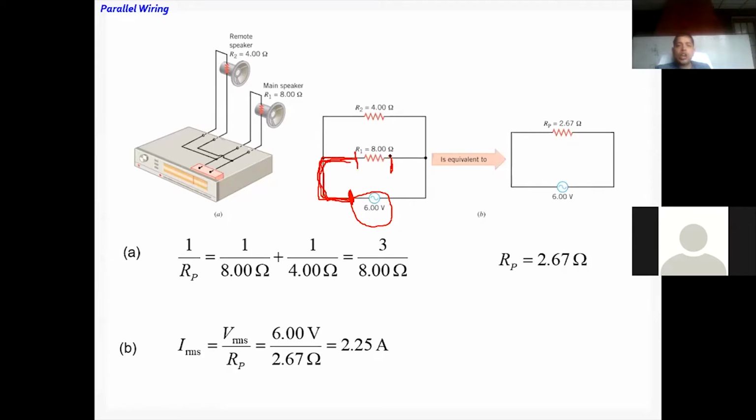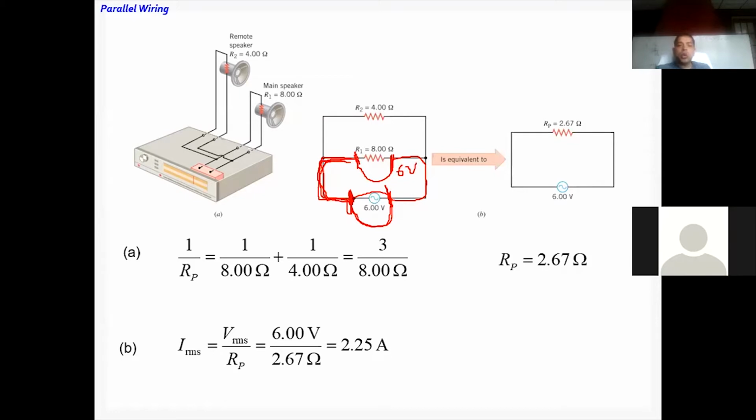Similarly, these two points are exactly these two points. These two points are exactly the same point because they are connected by wire. There is nothing in between. This is simply a wire. This point is exactly the same as this point. So what is the voltage between these two points? 6. Then what is the voltage between these two points? 6 also, right? This is also 6 volt.